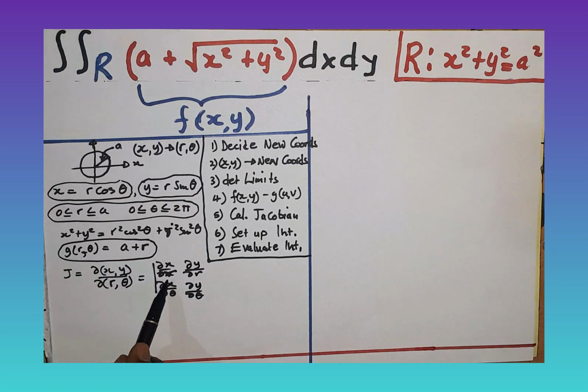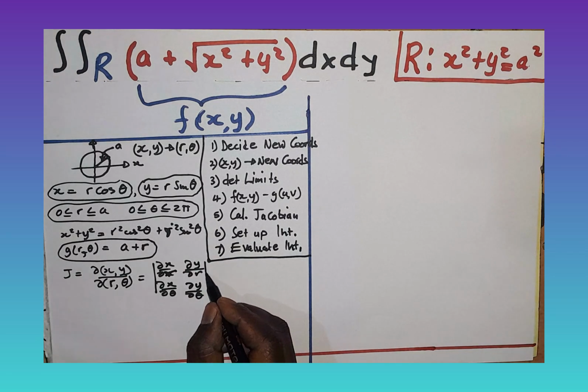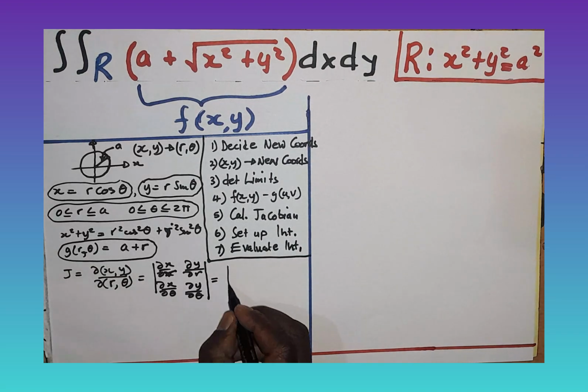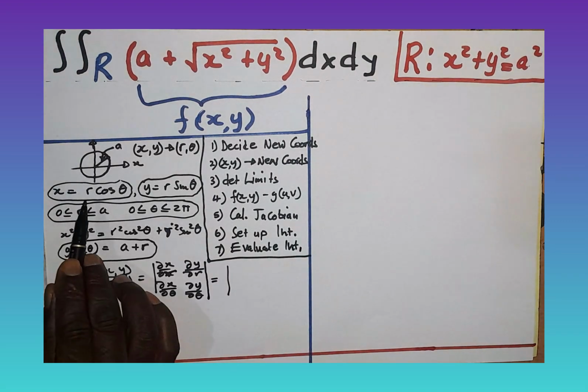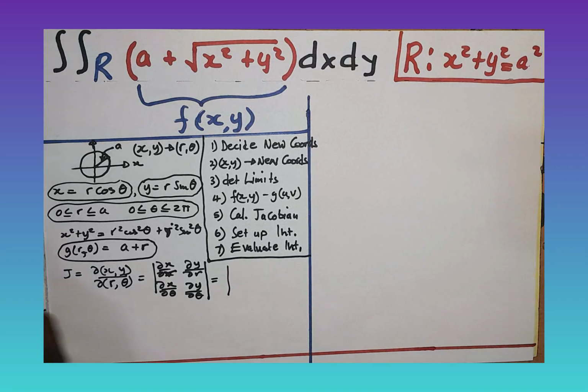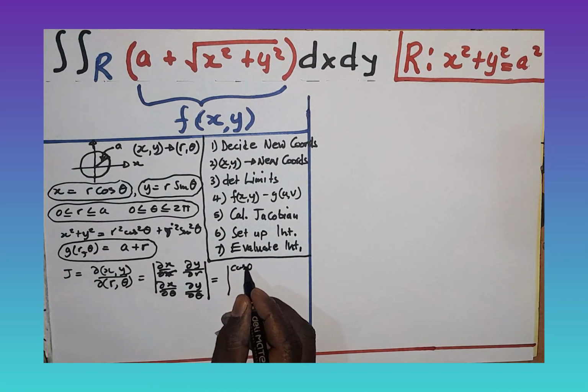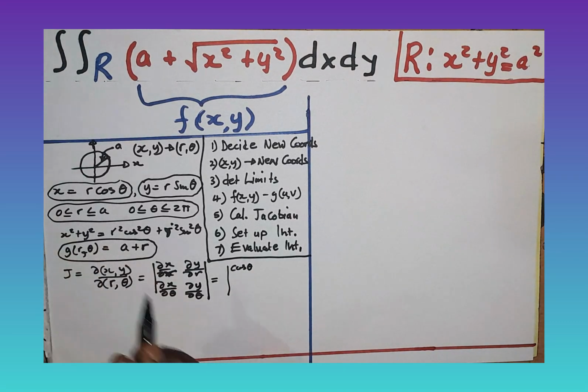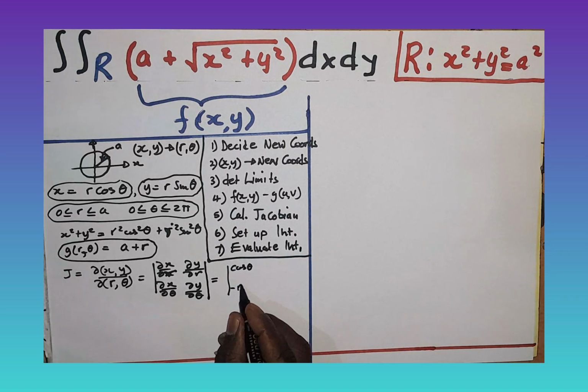This is partial x over partial r, partial x over partial theta, partial y over partial r, partial y over partial theta. And again, this is a determinant. Now, what is partial x over partial r? x is equal to r cosine of theta, so partial x over partial r is equal to cosine of theta. What is partial x over partial theta? It is equal to minus r sine of theta.